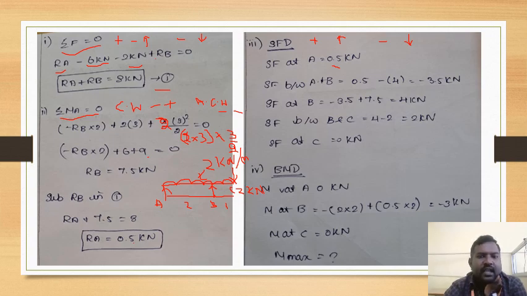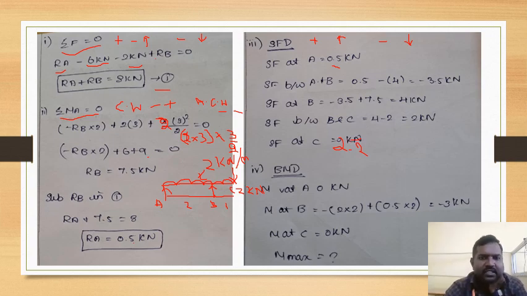Then again there is a UDL between P and C. The UDL acts over a distance of 2, and its centroid is at distance 1. So 2 into 2, 2 into 1, we get minus 2. Actually this 4 will come here, then minus 2. So that is 2 kilonewton. Then shear force at C is equal to 2 kilonewton. So 2 minus 2 will come to 0.